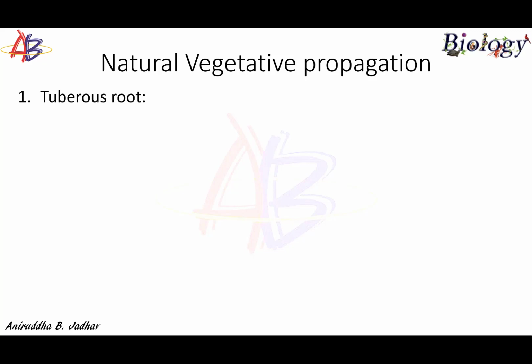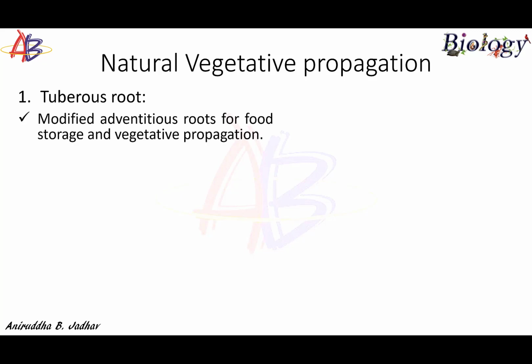In some plants like sweet potato and dahlia, the underground roots store plenty of reserve food and become swollen. Such swollen roots are called tuberous roots. The tuberous roots are modified adventitious roots for food storage and vegetative propagation.